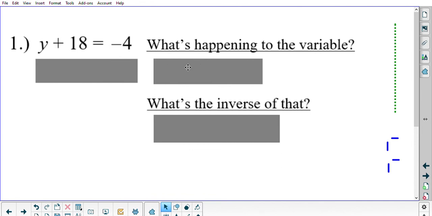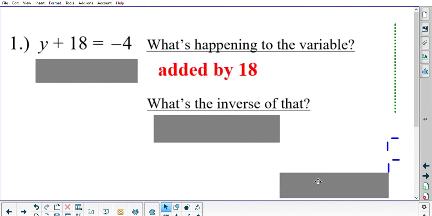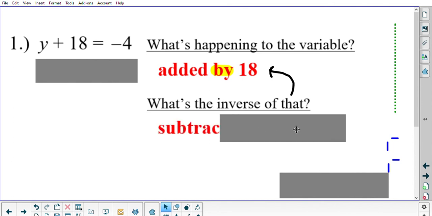So, pencils in your hand. Let's write this in words. The variable, what was happening to it? It was being added by 18. We are going to use the word by, okay? Because that describes, then we're talking back about the variable. The variable was added by 18. Okay, what's the inverse of that? When I say the pronoun that, I am referring back to whatever I just said was happening to the variable. So what's the inverse of adding by 18? Well, the inverse of adding is subtracting.